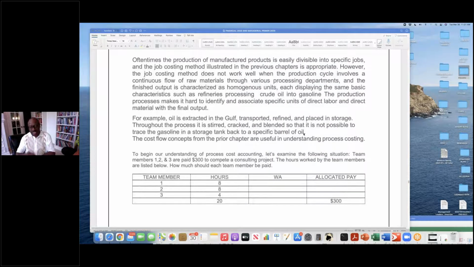So to help us with all the understanding of what we'll be doing, suppose I hired 3 people to do a consulting project, and I paid them $300. Team member 1 worked 8 hours. Team member 2 worked 8 hours. Team member 3 worked 4 hours. And so how are we going to allocate this money to them, assuming that they're all doing the same level of work, same qualifications? Are we going to give each person $100?